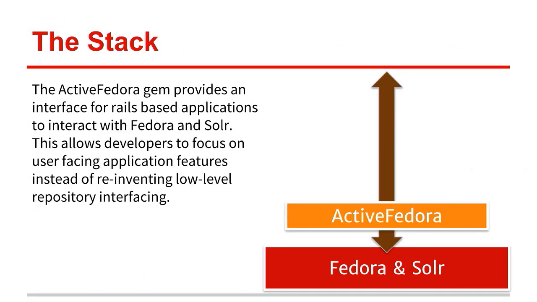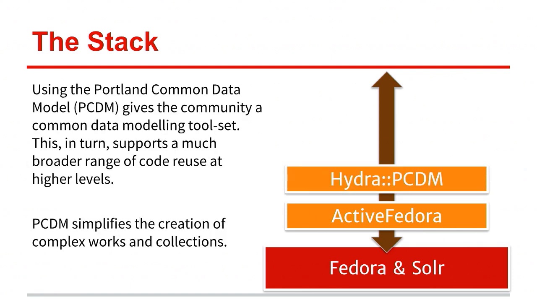On top of that is Active Fedora. If anyone has done any Rails development, you've probably used Active Record. Active Record is the way a Rails application talks to a database, and Active Fedora is the way a Rails application talks to Fedora. So it kind of apes the features that Active Record has. And that means rather than having to worry about how you create objects in Fedora, your developers can focus on the features up at the top.